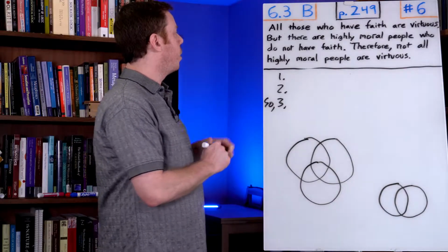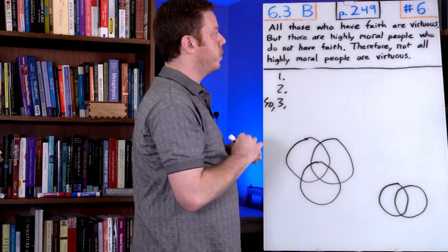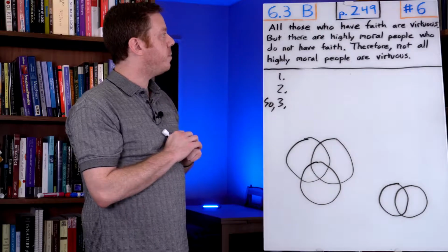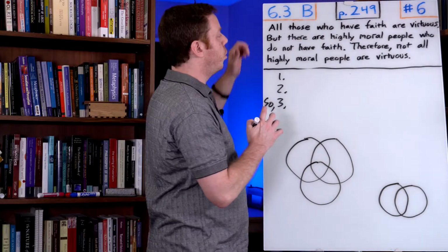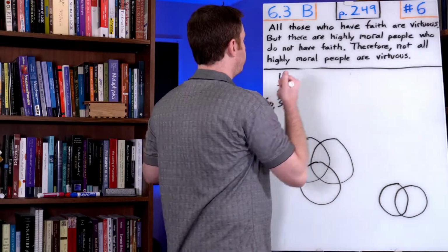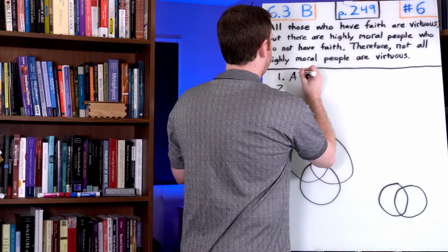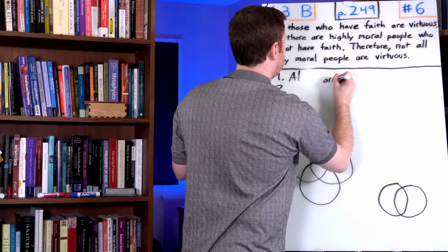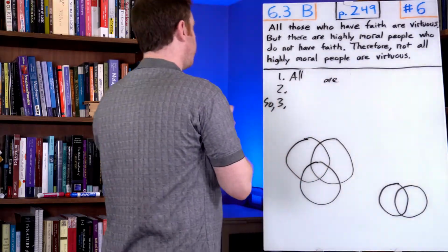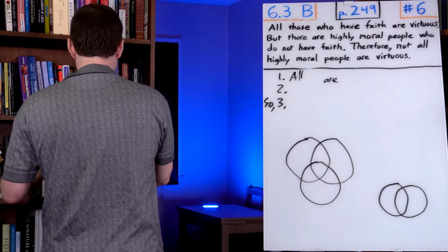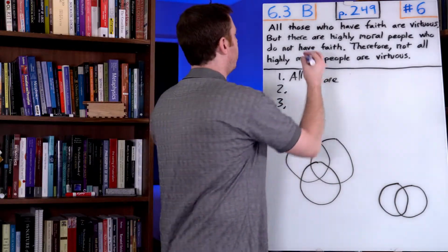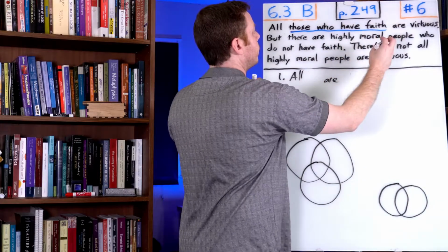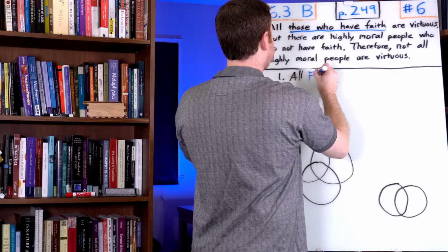So let's do that. All those who have faith are virtuous. What kind of statement is that? That's going to be an A statement because it's all and there's no negation in there. So all those who have faith are virtuous. So let's go ahead and mark those with a nice color. Those who have faith. So we could say F for that.